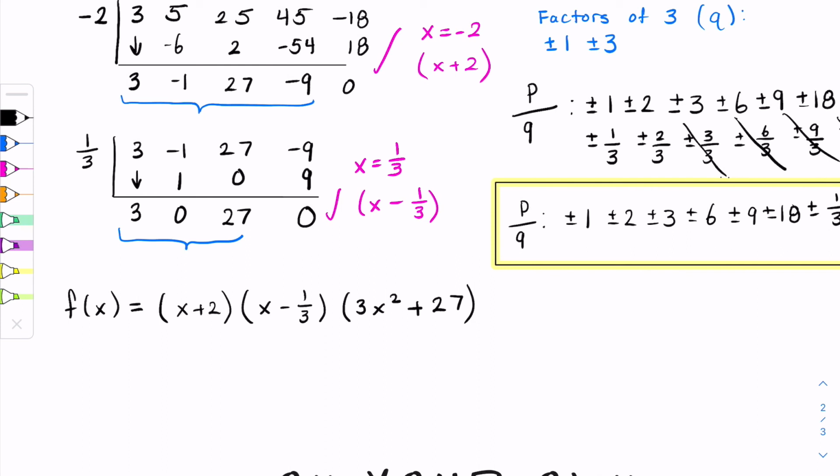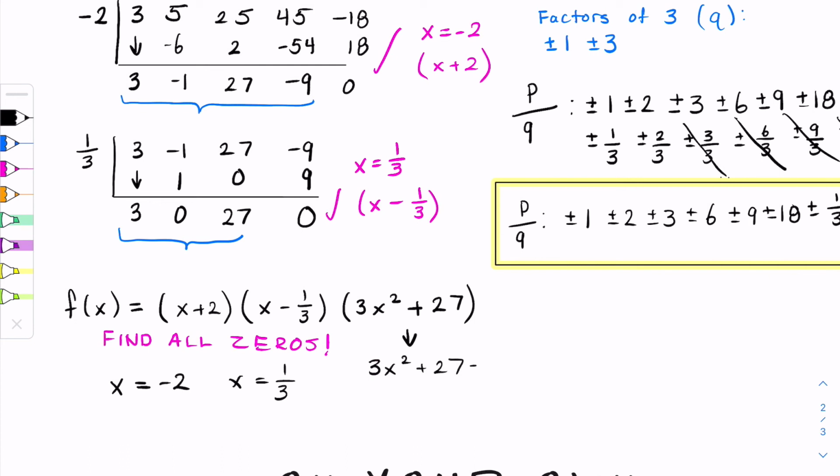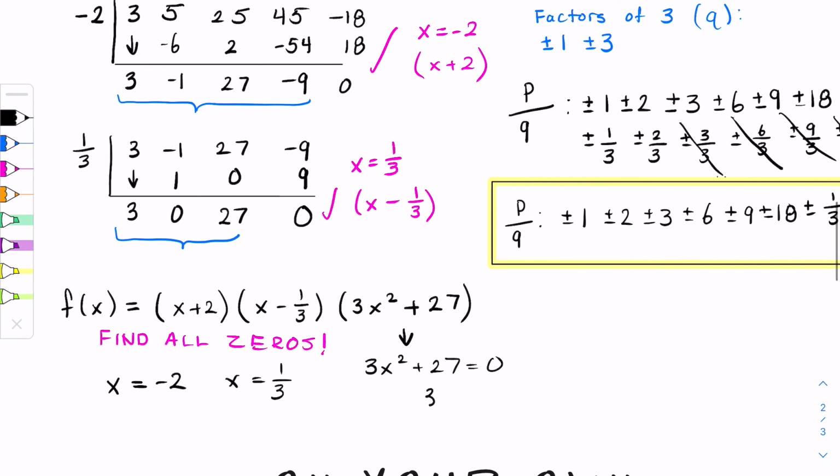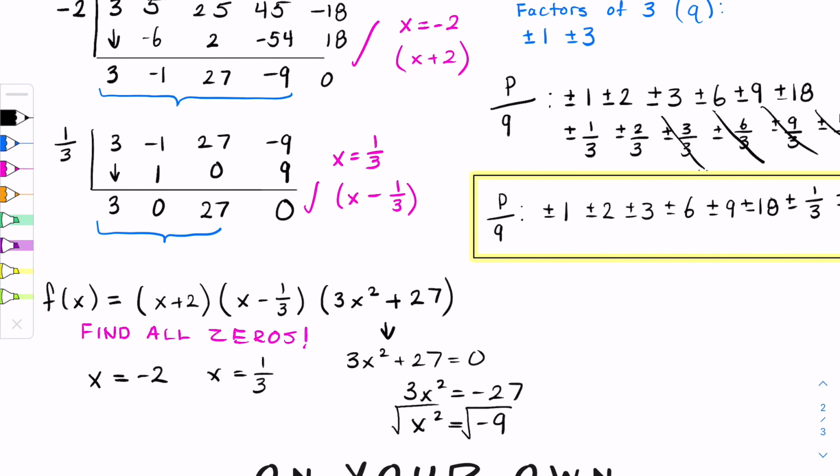We're finding all zeros. I already know the first two. I know that x is equal to -2. I know that x is equal to 1/3. This last one, 3x squared plus 27 is equal to 0. Subtract 27 from both sides. 3x squared equals -27. Divide both sides by 3. x squared equals -9. Square root both sides.